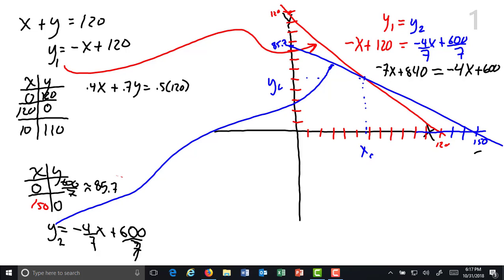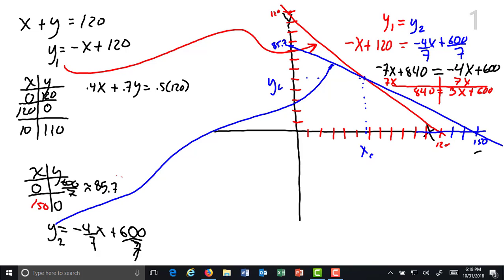Which side has the negative 7? Yes. So I'm going to add 7x to both sides. All it's going to leave me on this side is 840 equals, how many x do I have here? 3x, right? Plus 600.